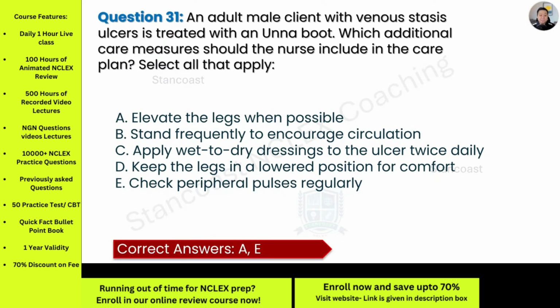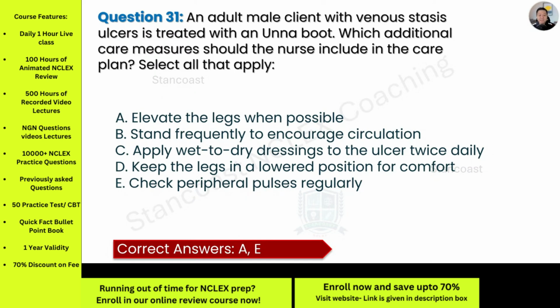Letter A is correct because this promotes blood return to the heart. This can help alleviate the symptoms of venous insufficiency, which is basically the underlying problem in venous stasis ulcers. And letter E, this will also ensure proper circulation and verify that the compression from the Una boot is not impairing arterial blood flow.